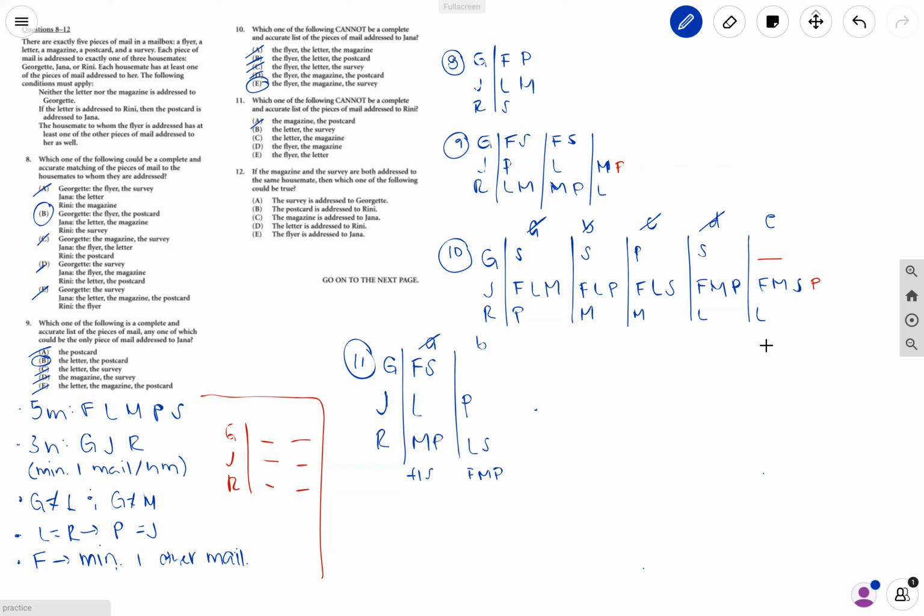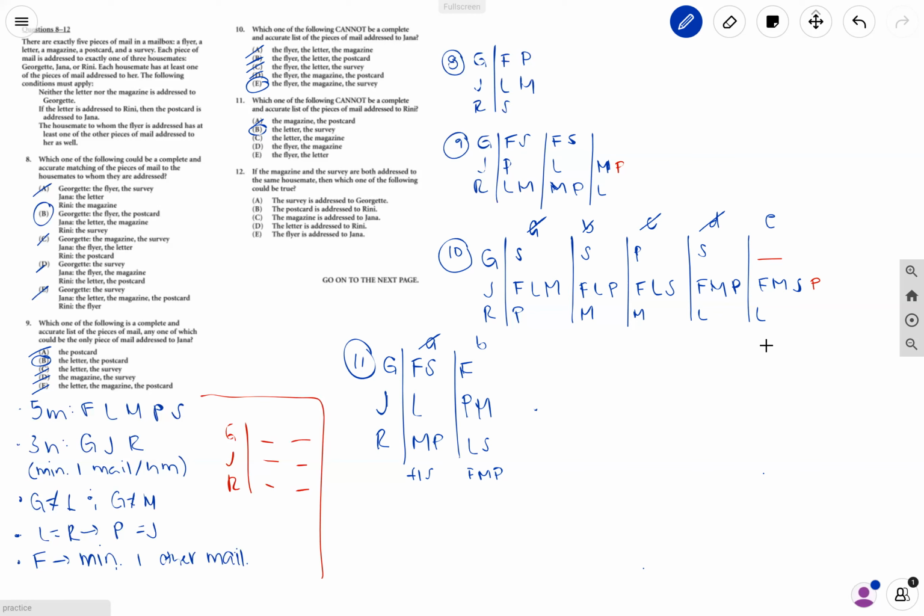I can't plug in M into G because G can't have M. So I'd plug in M over here and F over here. But the problem now is that it breaks my third rule. If G has F assigned, G also has to have at least one other piece of mail assigned to her. But this diagram doesn't make that possible. So I know that B is my answer because it's the one thing that can't be true.